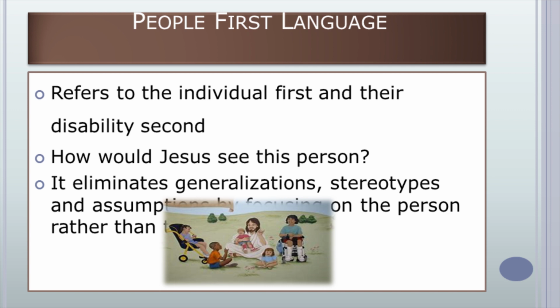People First language refers to the individual first and their disability second. So we have to think about how Jesus would see this person. It eliminates generalizations, stereotypes and assumptions by focusing on the person rather than their disability. So when I refer to our guests, I would say, this individual has autism, or it's a girl with Down syndrome, or a boy with Down syndrome, because they're a person first. And on top of that, yes, they have a disability. We're not ignoring that fact, but we're recognizing them as a person and as an individual.